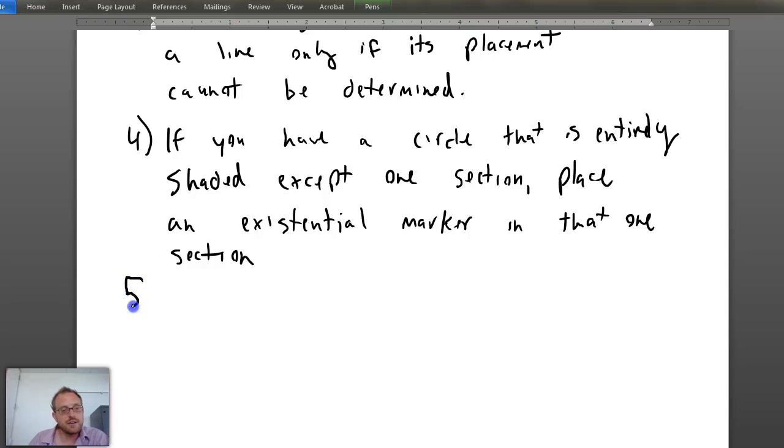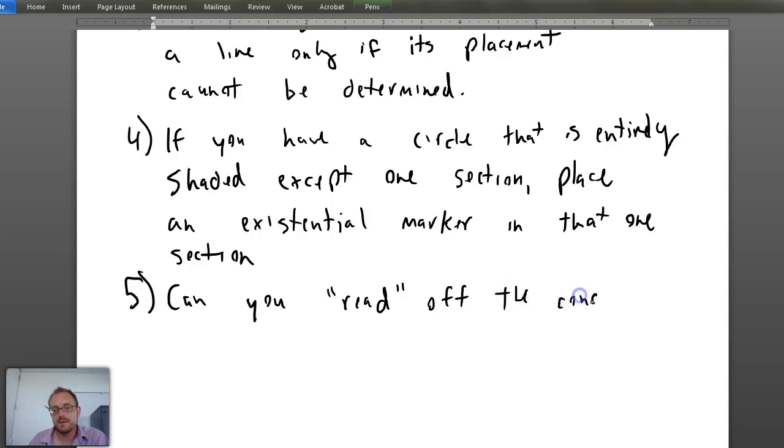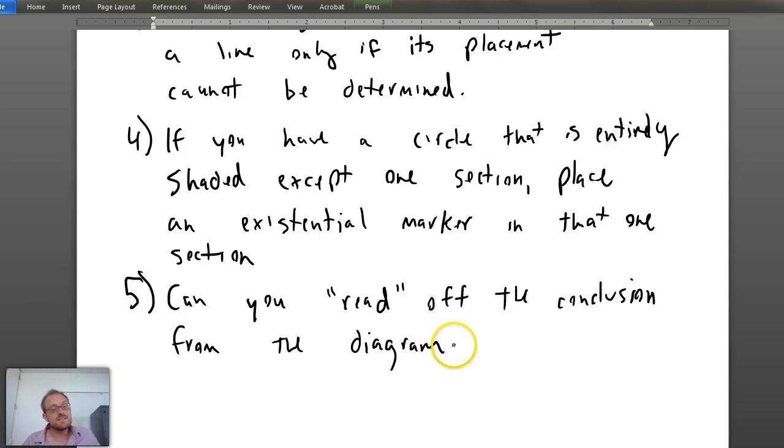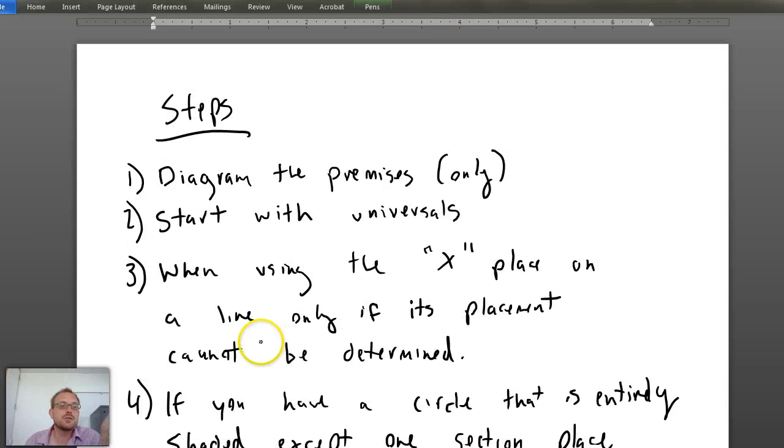And then the final thing you do here is, can you read off the conclusion from the diagram? If you can, then it's valid. If you can't, it's invalid. And of course, if you can read it only because there's an existential marker, then it's conditionally valid. Those are essentially the steps for using Venn diagrams to test the validity of a categorical syllogism.